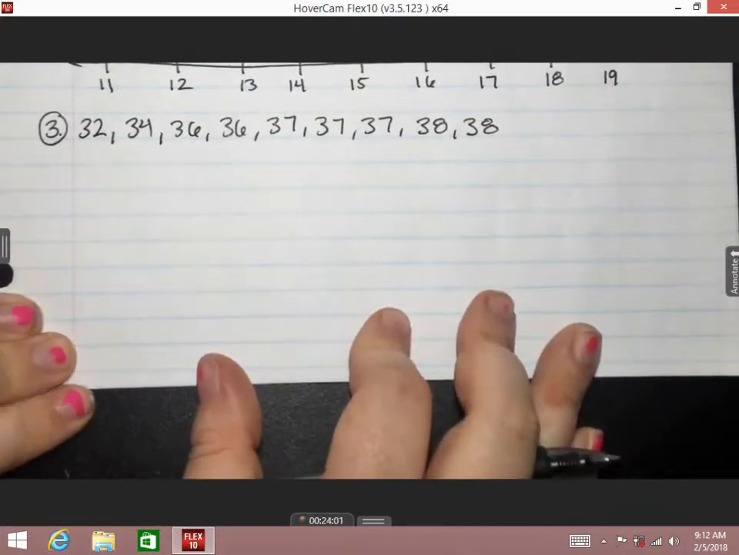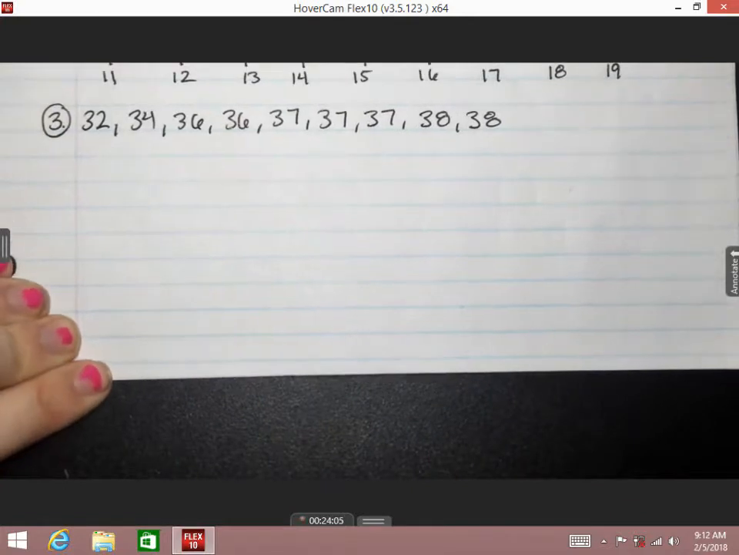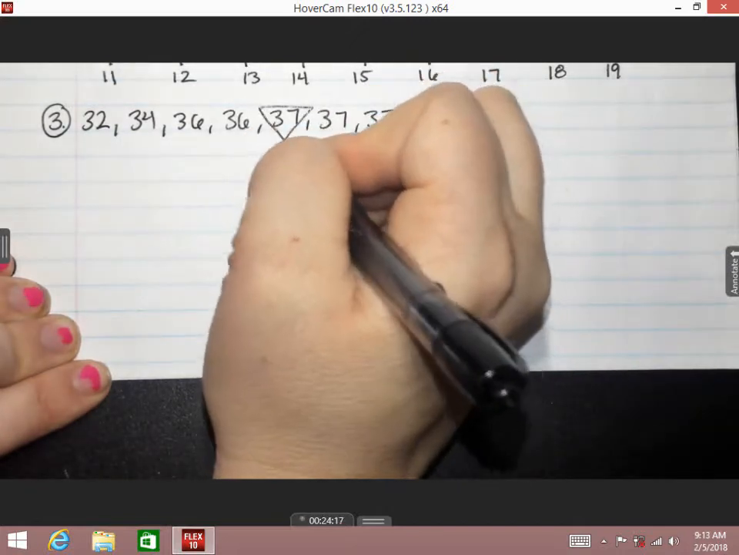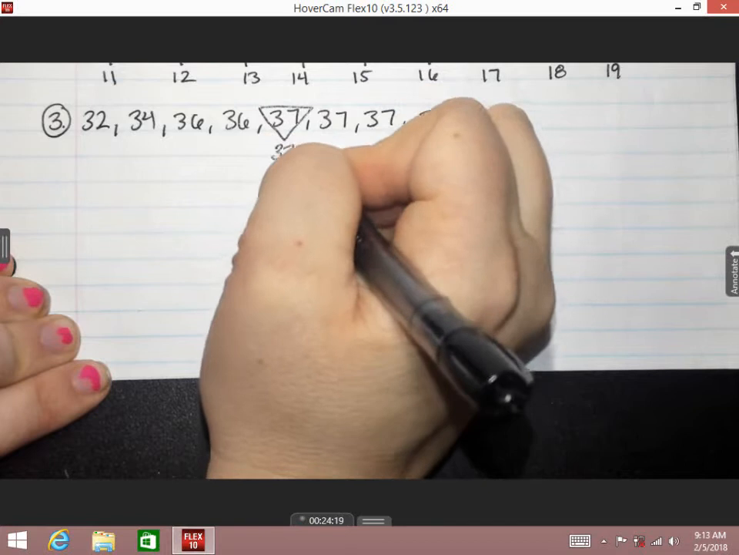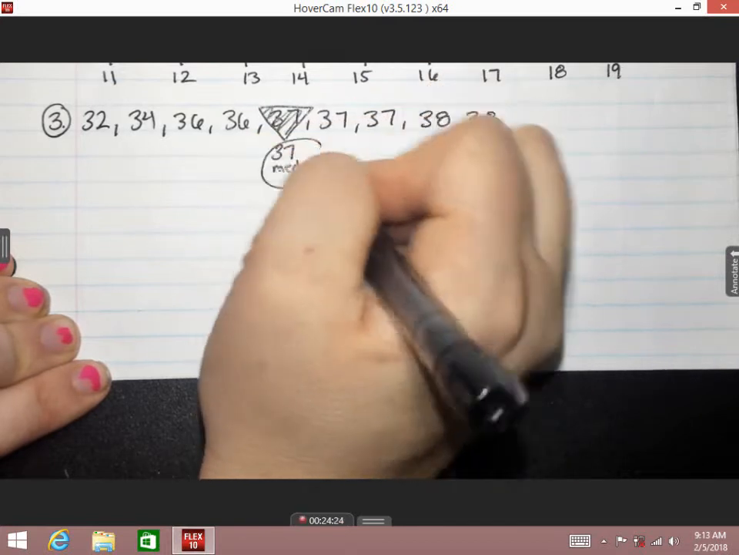So now that Faith has all of our numbers in order for us, like Speedy Gonzalez, we got to find our middle number. We got to find that median. What's my median here, Candace? 37. That first 37 is my median. Okay. We have our median.